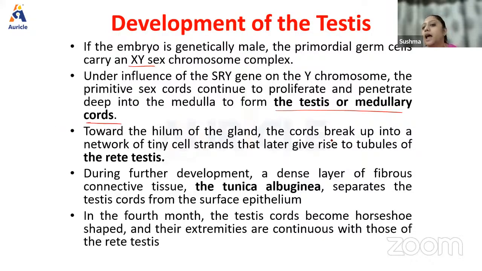Towards the hilum of the gland, the cord breaks up into a network of tiny cell strands that later give rise to rete testis. During the further development, a dense layer of fibrous connective tissue, the tunica albuginea, separates the testis cords from the surface epithelium. In the fourth month, testis cords become horseshoe-shaped and their extremities are continuous with those of rete testis.